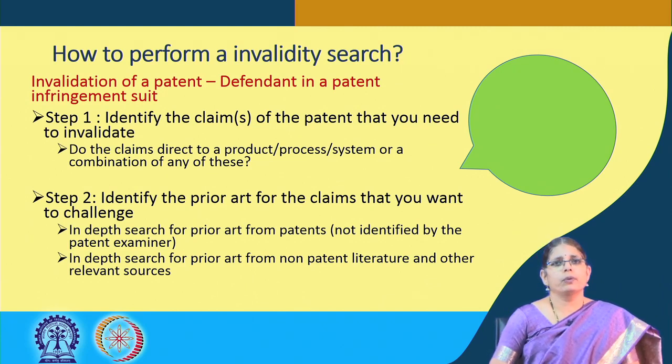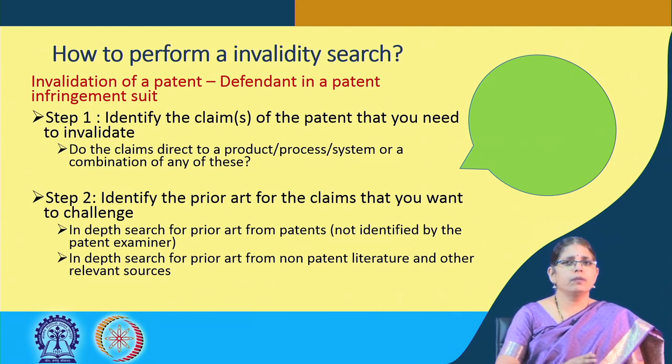The first step is to look at the claims in dispute. In this case, there could be one claim or many claims that one is looking at invalidating, and those need to be selected out, and then identifying the subject matter in relation to those claims. Step 2 is about identifying the prior art in relation to the claims that you want to challenge.